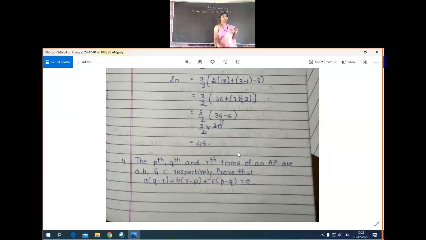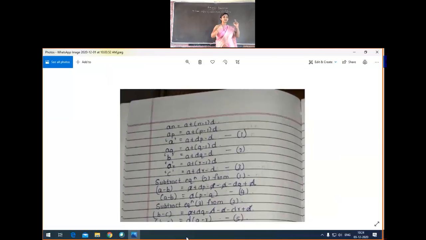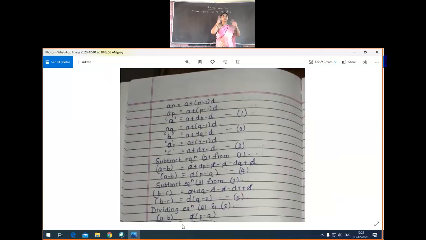Yesterday we discussed the pth term, qth term, rth term. For that, first we have to recall the nth term. What is that nth term? An is equal to a plus (n minus 1) into d. So the nth term of an AP is an equals a plus (n minus 1) into d.